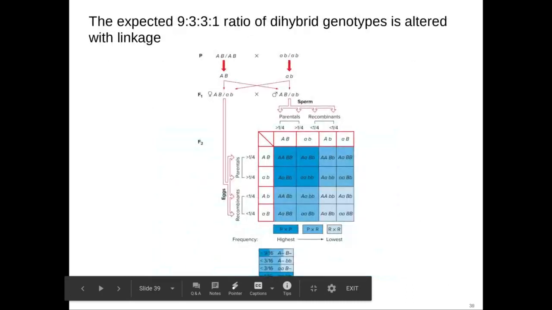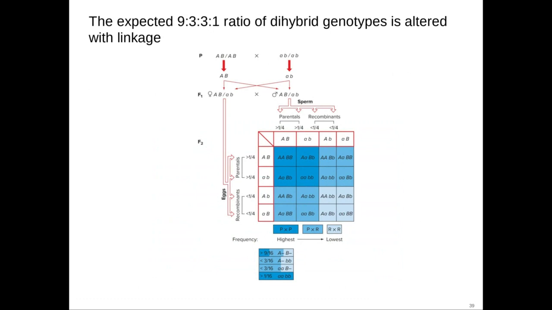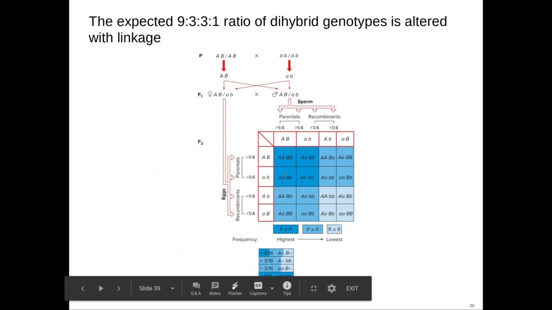And when we think about what we discussed with Mendel, that 9:3:3:1 ratio of a dihybrid cross is also altered because of linkage. When we talked about Mendel, we were looking at genes that were on different chromosomes, so there was no potential for them to be linked. So we expected that 9:3:3:1 ratio, but when things are linked, it's not actually that 9:3:3:1 ratio.